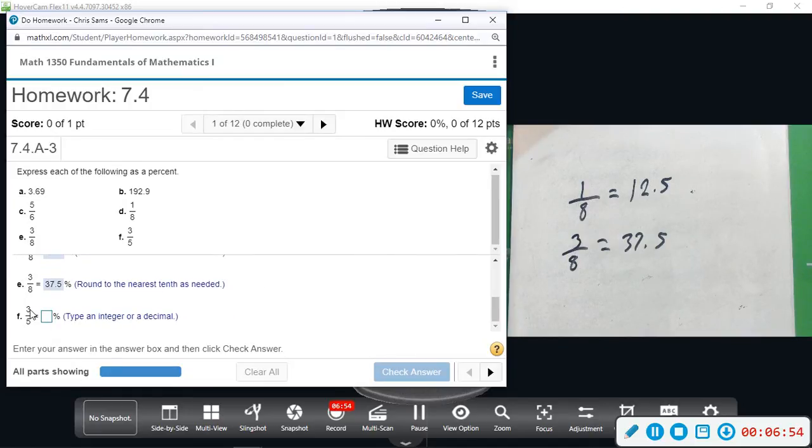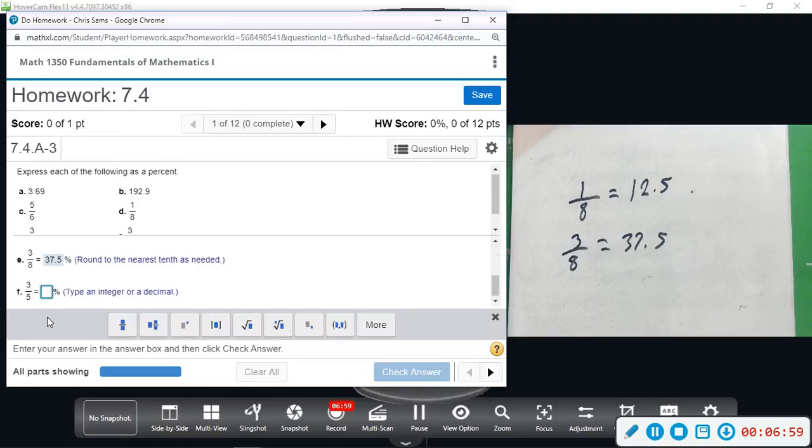All right, this one, 3/5. 1/5 is a 20th, so 3/5 would be 60, so 60%.